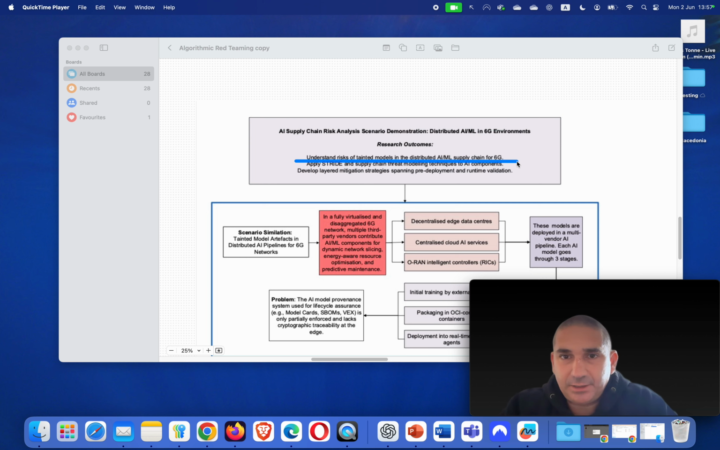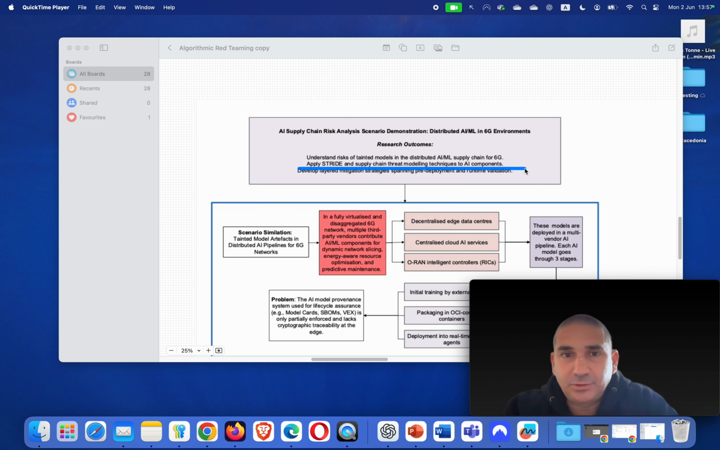Decentralization is one form of distributed computing. There's other forms of distributed computing. And my main area of specialization is decentralized AI, when it doesn't have a central point of failure. But here we're looking more at distributed AI machine learning, not only decentralized. For this, we're going to apply the STRIDE and supply chain threat modeling techniques to AI components.